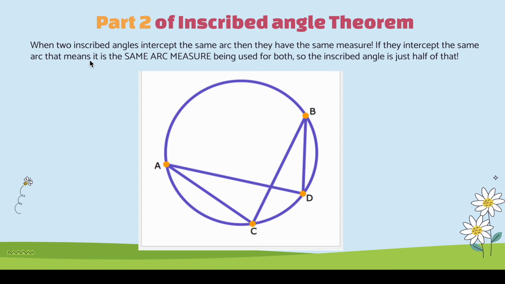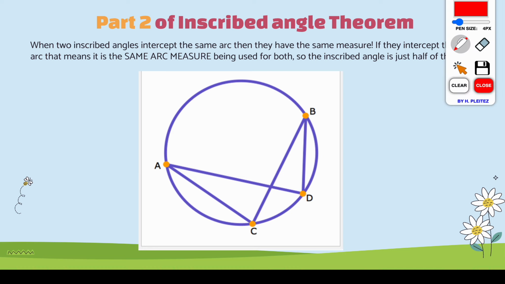All right, so part 2 of the inscribed angle theorem says that when two inscribed angles intercept the same arc, then they have the same measure.